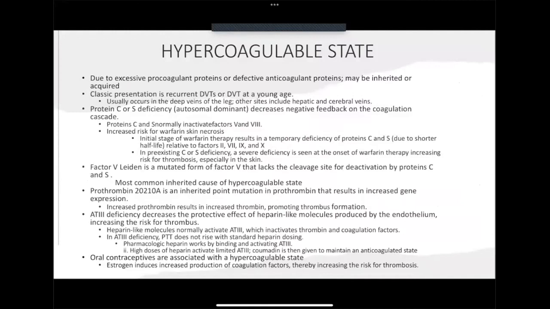Hypercoagulable state. This is a situation where there's excess procoagulant proteins or defective anticoagulant proteins. So you could see repeated DVTs or DVTs at a young age, which should point to some kind of underlying problem. One is protein C and protein S deficiency. And remember what protein C and protein S are for: they're supposed to inactivate factor 5 and factor 8. Okay? So if you have this deficiency, you're at risk of being in a hypercoagulable state.